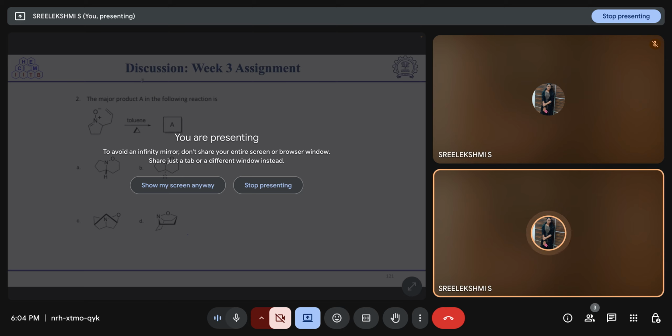Now the next question is, the major product A in the following reaction. So this nitrone, upon toluene reflux condition, will produce a compound A, so which will be that in the options given below.